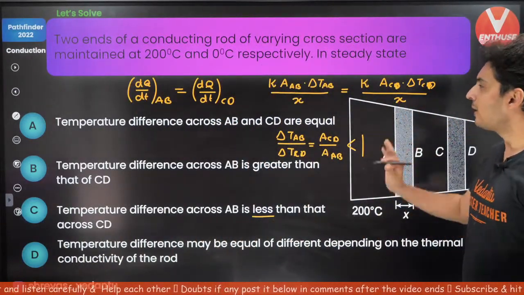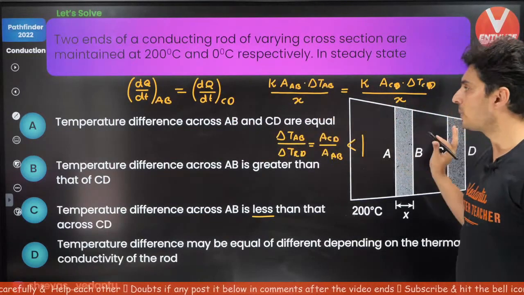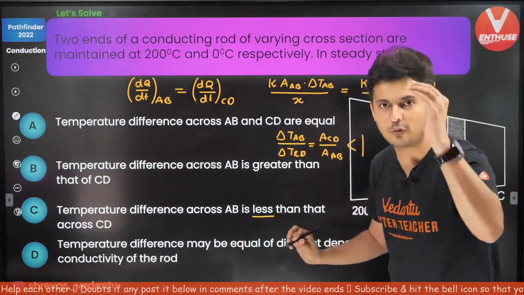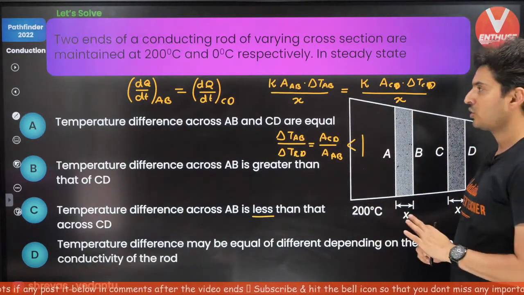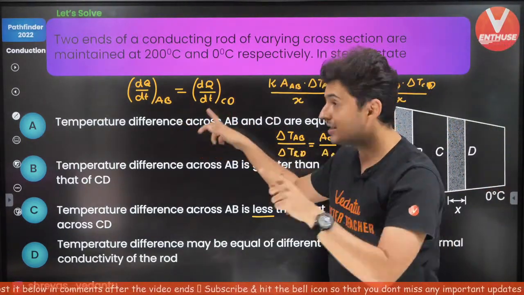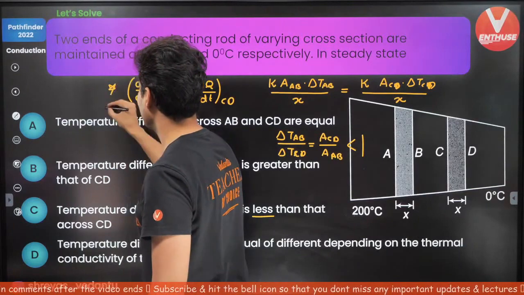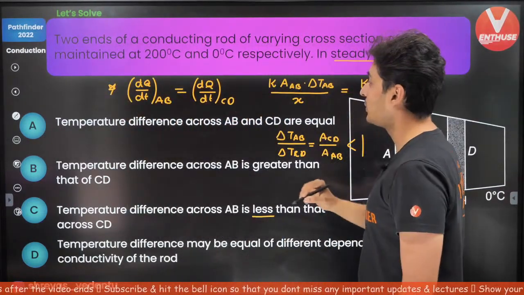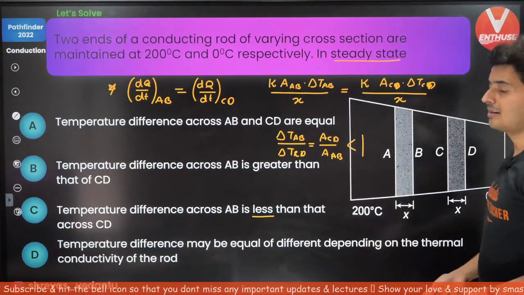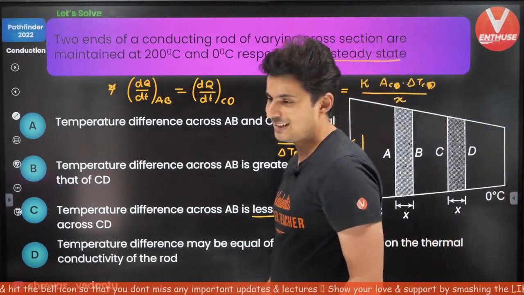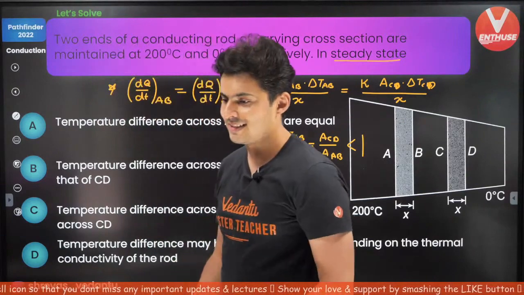Is that clear? We have completely gone via the formula, nothing else. It's a straightforward, direct application of the formula. So heat flow rate was the same. This is the main concept. The heat flow rate is the same in steady state. That's what I told you. Then from that, use the formula. Areas are different, temperature differences are different. That's all. As simple as that. I hope this is clear.